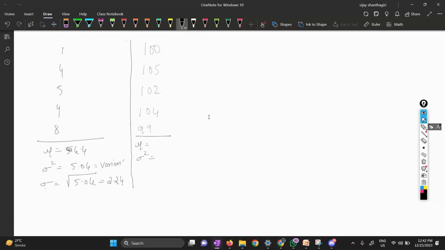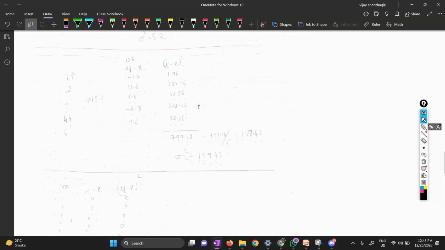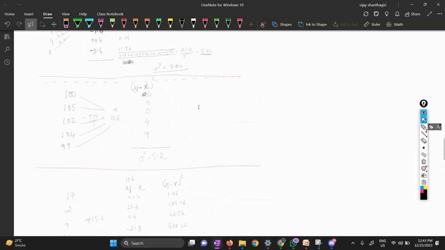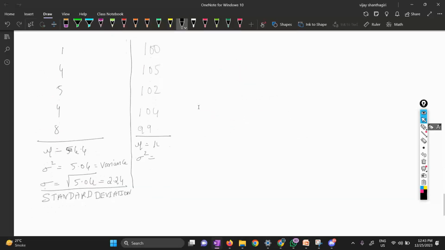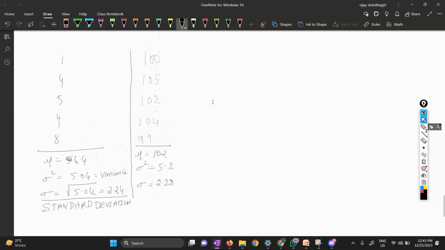variance. This one is called standard deviation. Okay, how much was this mean? Let's go and check this. 102, 5.2. This one is 2.28. Okay.